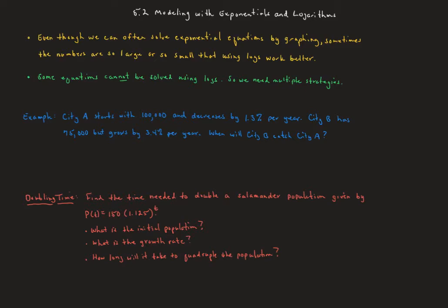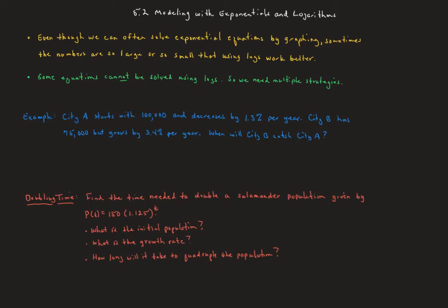So here we're going to work, at least in the beginning, by using our logarithms. City A starts with 100,000 in population and decreases by 1.3% per year. City B has 70,000 people in it and grows by 3.4% per year. When will city B catch city A?